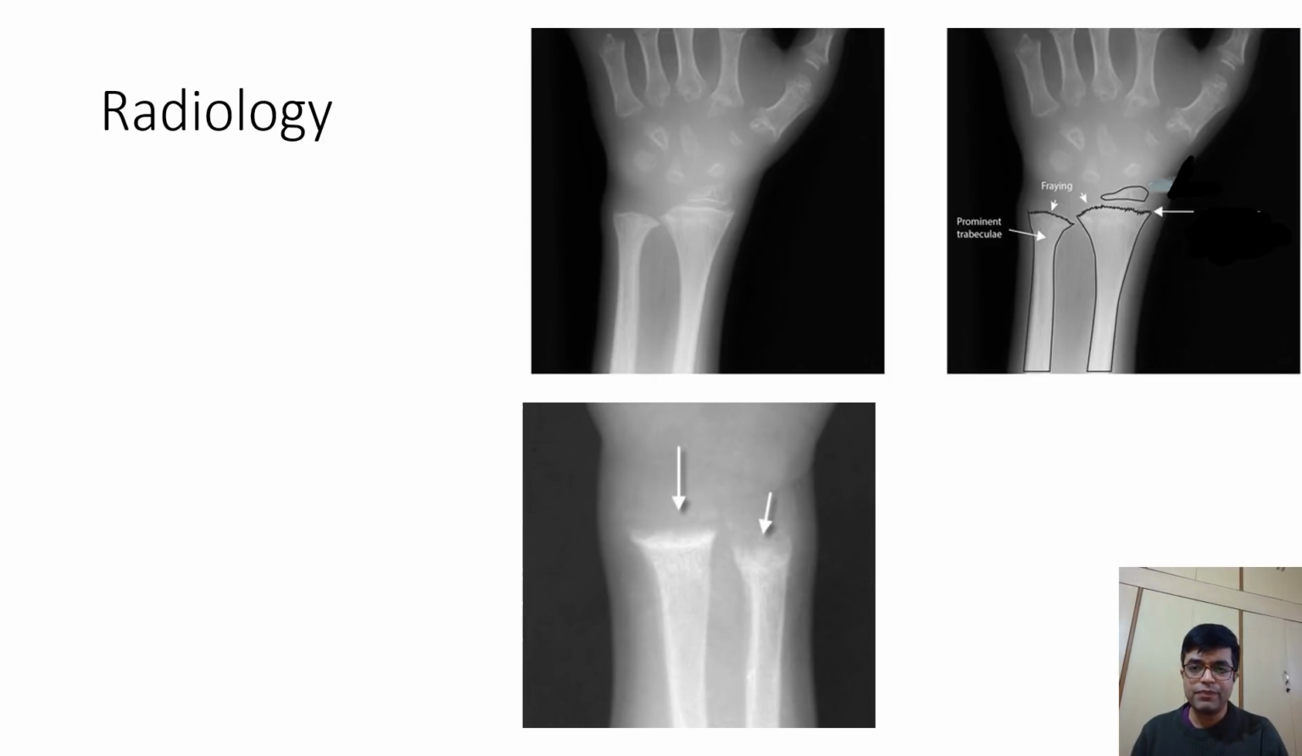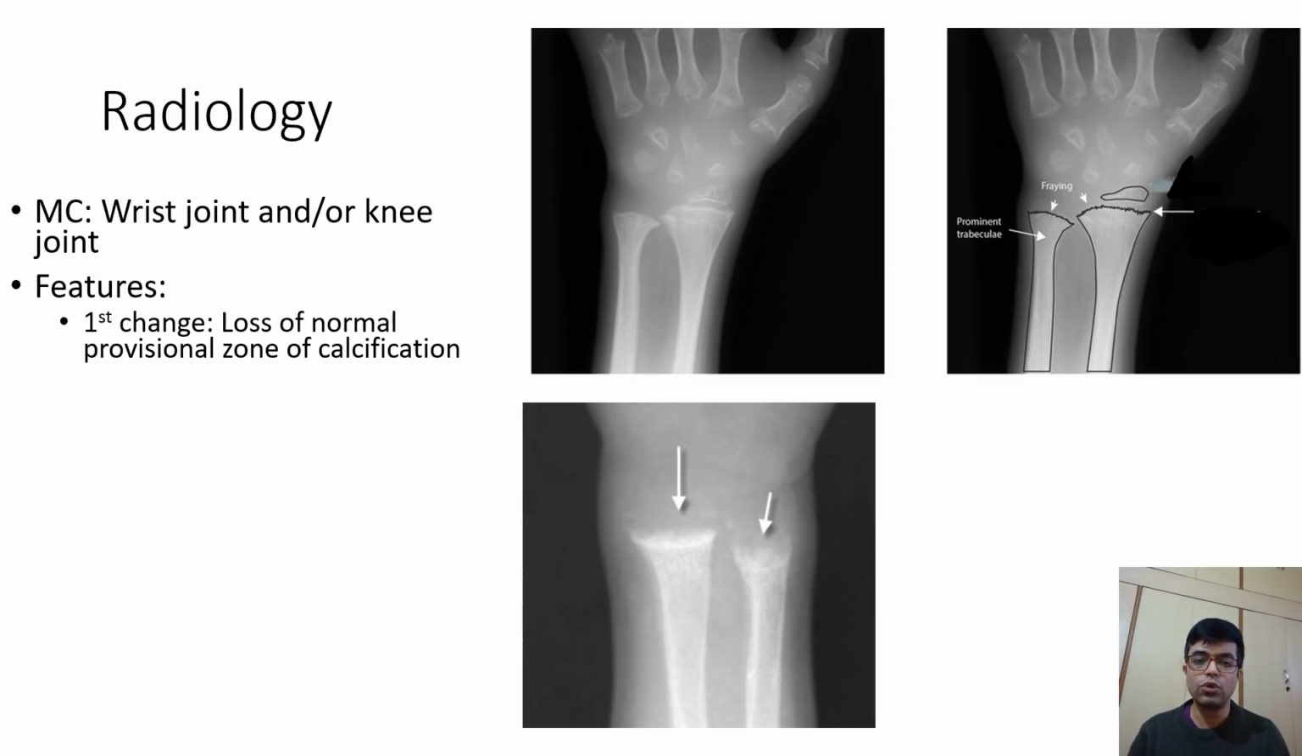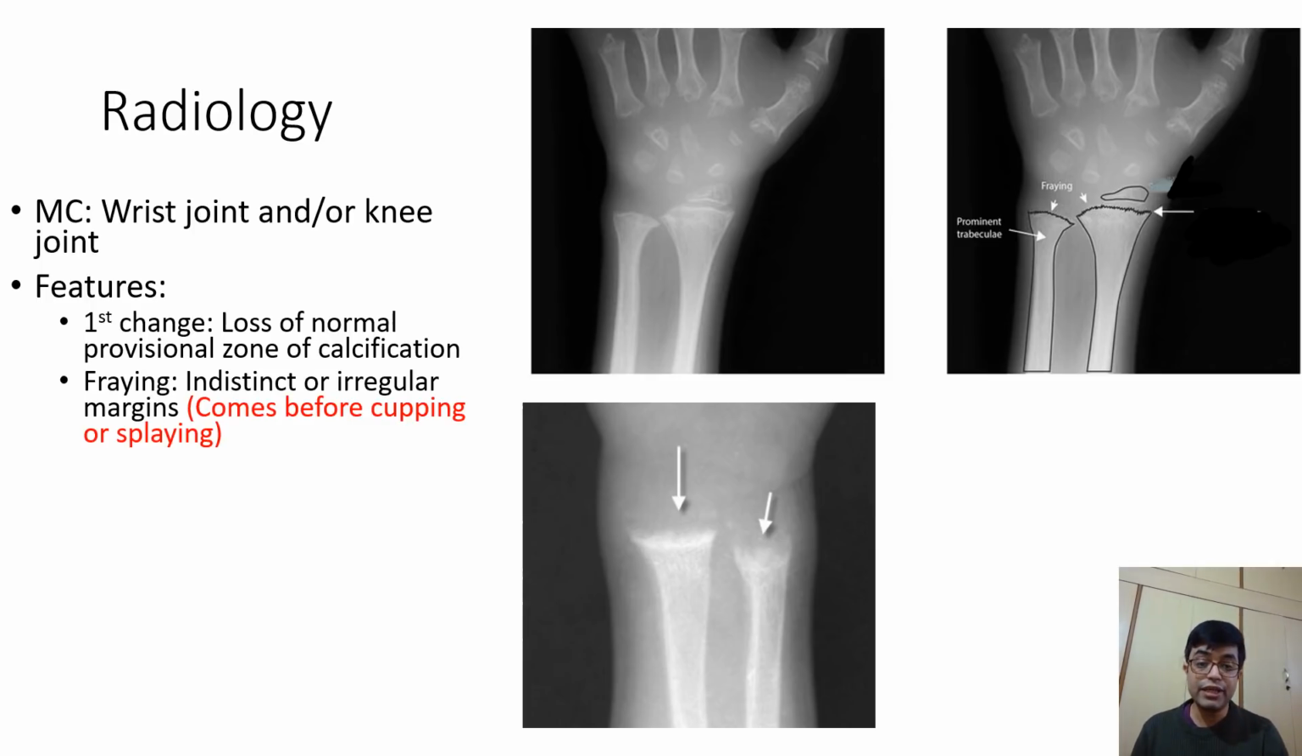Moving to radiology, these are the radiological signs. Most commonly, we do the X-ray of the wrist joint. Sometimes knee joint is also done. Features include: first change, there is loss of normal provisional zone of calcification at the metaphysis. Fraying comes before cupping or splaying. What is fraying? As you can see in this picture, look at this picture.